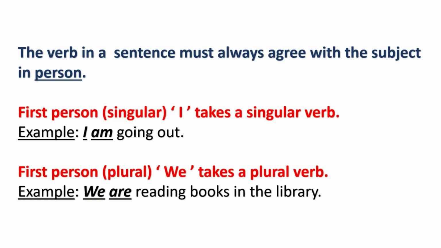Let us check how. Now let us consider first person singular example. So here, I am going out. So I is first person singular. It is going to take a singular verb, am. Yes. Next example is first person plural, we. Example, we are reading books in the library. So here are is the plural verb. So first person singular takes singular verb and first person plural takes a plural verb.